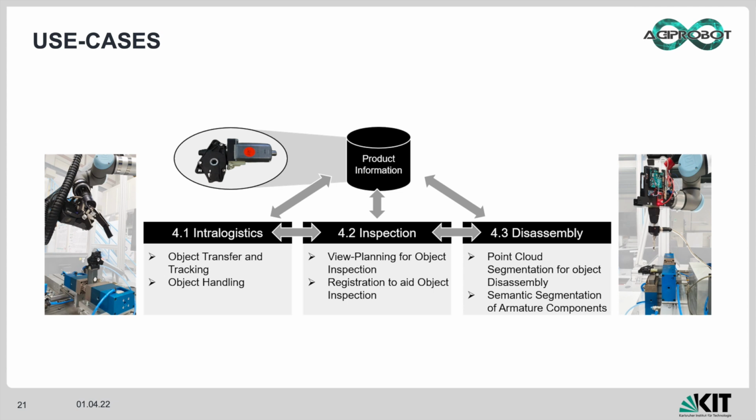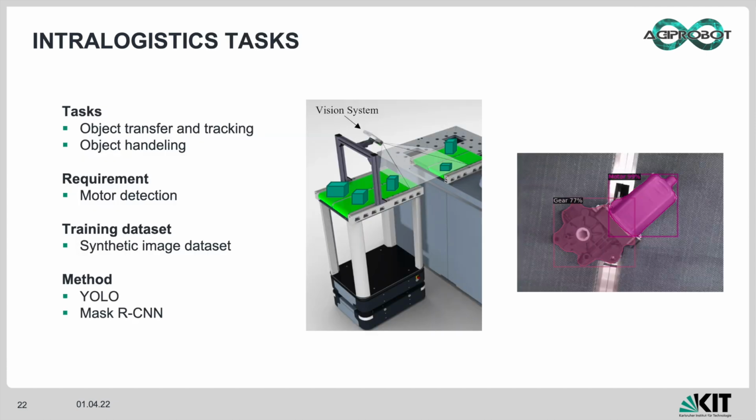Inspection-related tasks and disassembly procedures are carried out. The object transfer control workflow includes a vision system mounted on the autonomous mobile robot, which is used to detect and track objects on the transfer units.